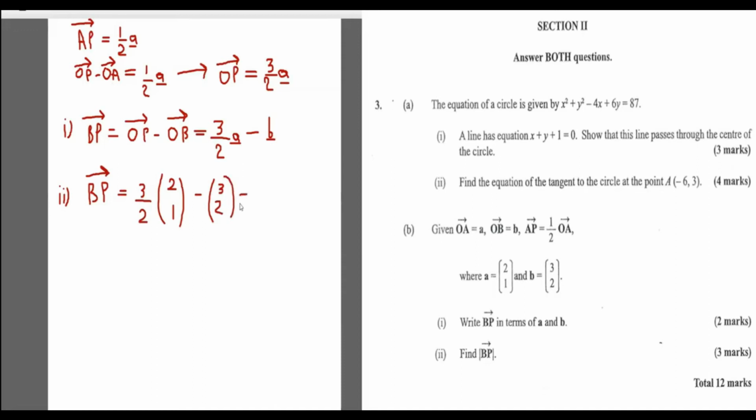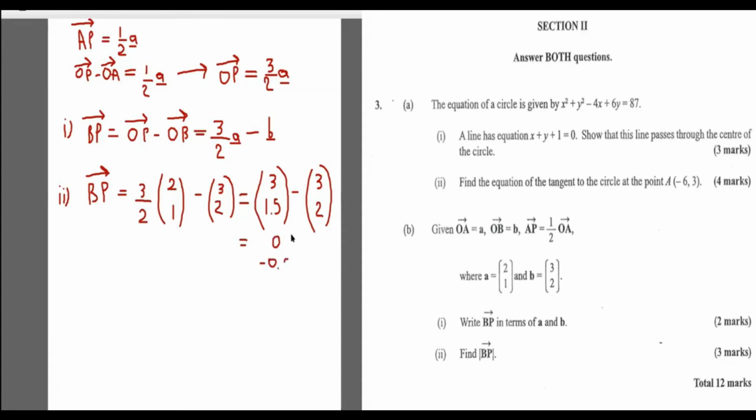So when we work that out now, it's going to be 3 over 2 times 2. That's 3. And then 3 over 2 times 1 is just 3 over 2. I'm going to write it as 1.5. It's easier for me to do calculations that way. Minus 3, 2. All right. Now 3 minus 3 is 0. And then 1.5 minus 2 is minus a half.